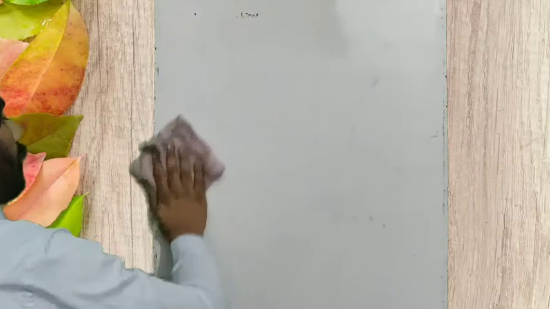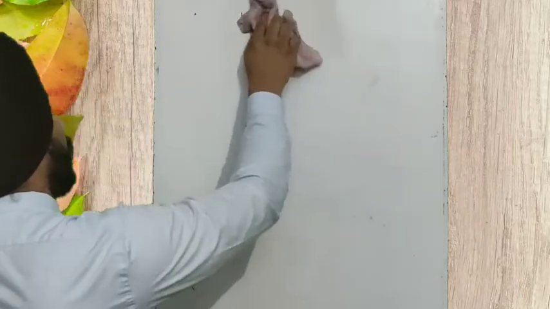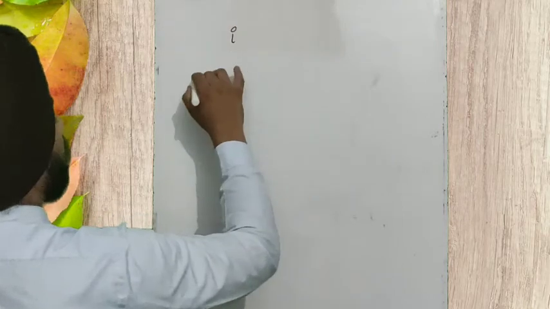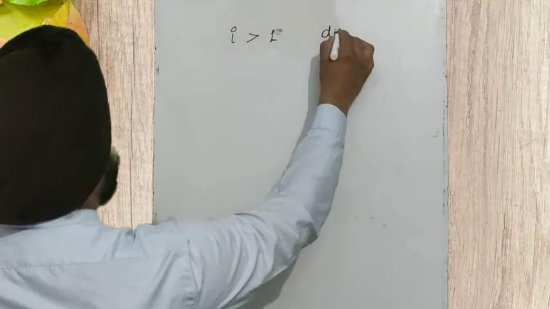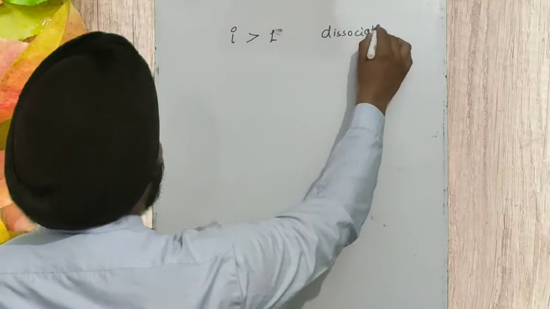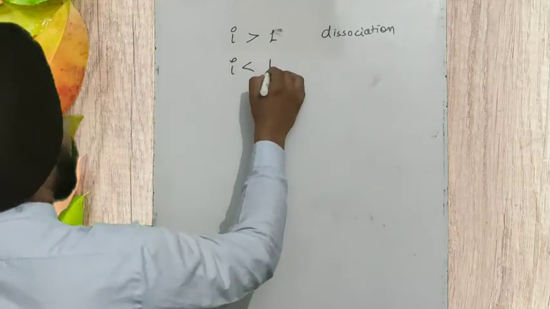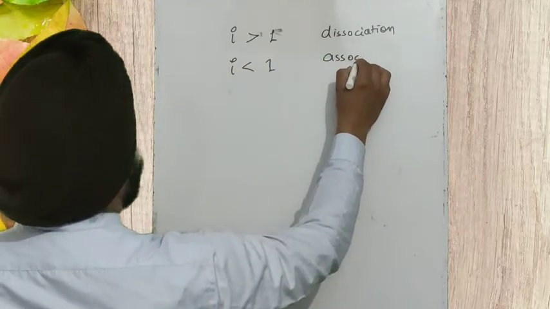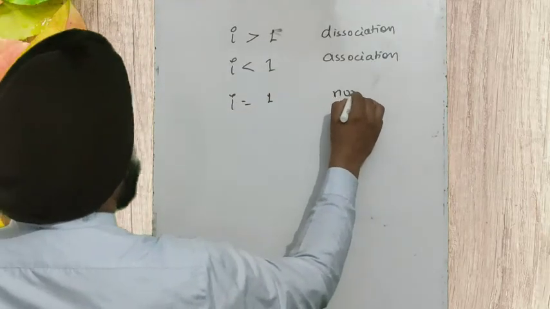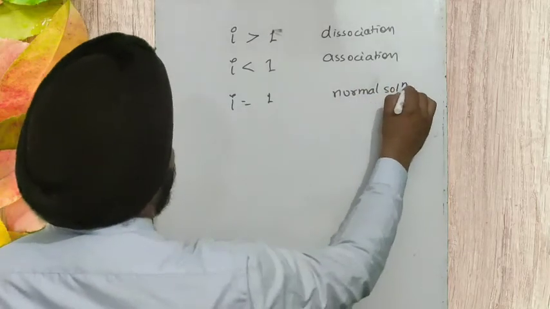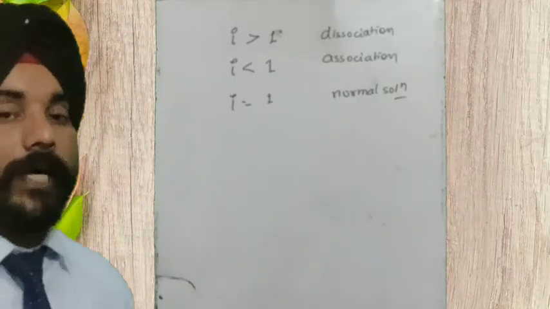One more thing I have to explain to you. If the van't Hoff factor somehow you calculate, or it is given, how would you identify whether the particle is going to associate or dissociate? For that identification, if i is greater than 1, that means dissociation occurred. If i is less than 1, it means association occurred. If i is equal to 1, that means it is a normal solution, that means solute particles are not going to associate or dissociate.